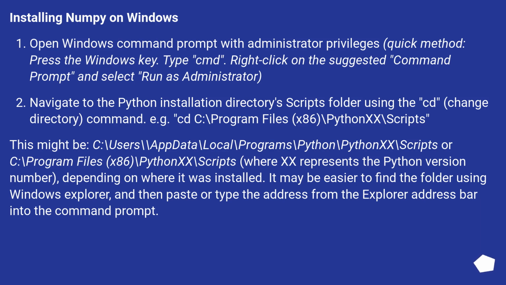For example, cd c:/program files x86/python/scripts. This might be c:/users/local/programs/python/python/scripts or c:/program files x86/python/scripts, where the number represents the Python version number, depending on where it was installed. It may be easier to find the folder using Windows Explorer, and then paste or type the address from the Explorer address bar into the command prompt.